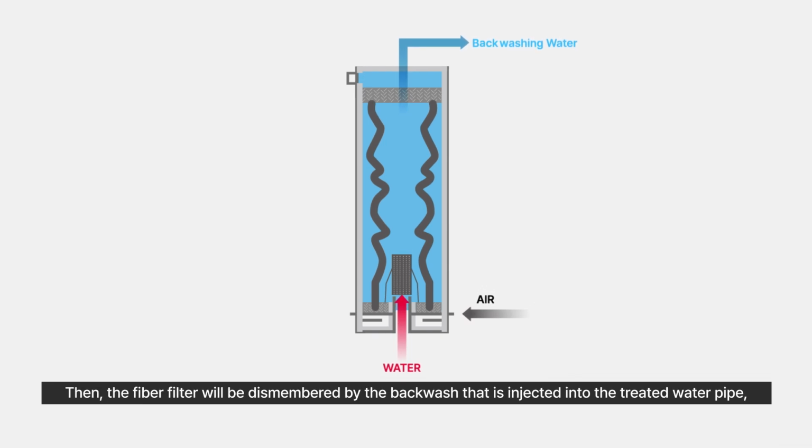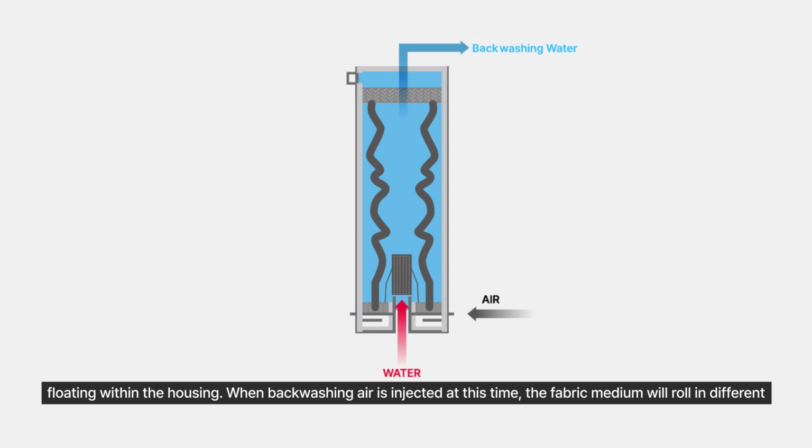Then, the fiber filter will be dismembered by the backwash that is injected into the treated water pipe, floating within the housing. When backwashing air is injected at this time, the fabric medium will roll in different directions, cleaning the contaminated fabric filter medium through the shearing force that is generated by the water and air.